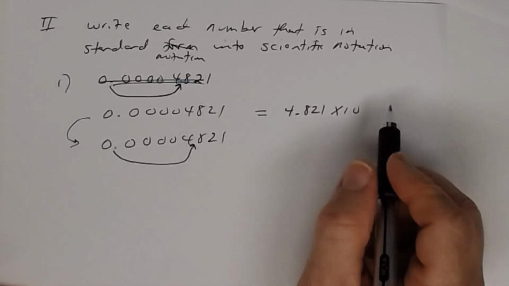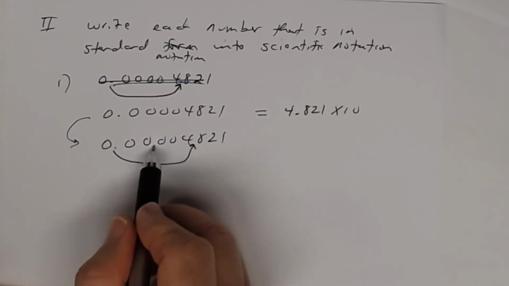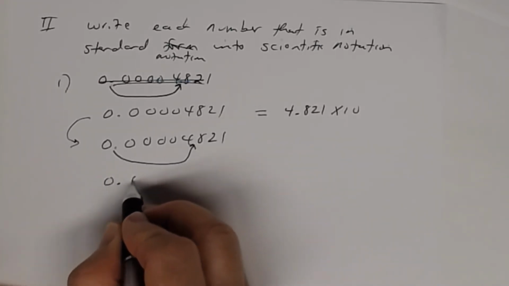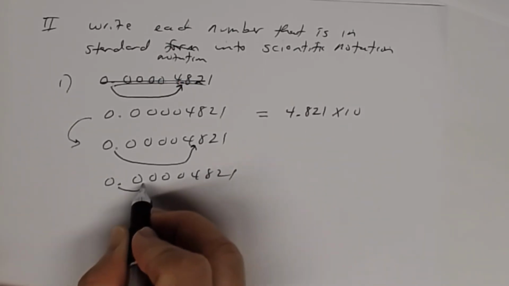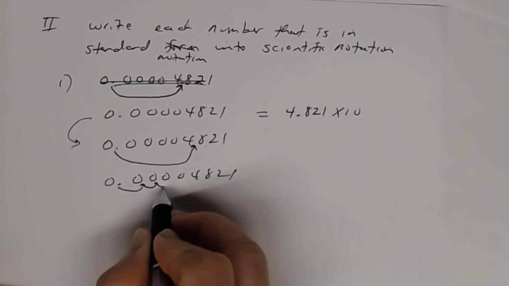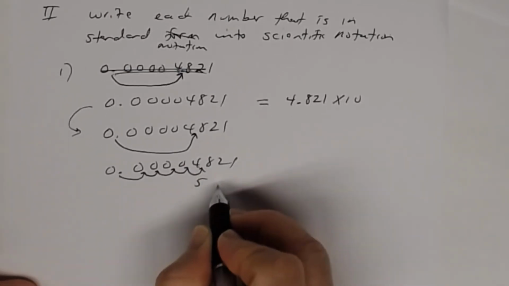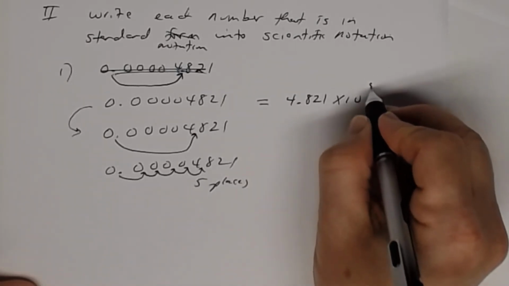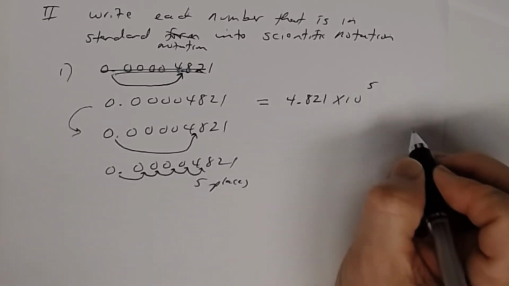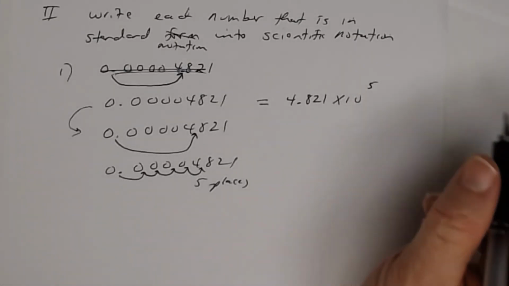Now let's talk about that exponent. First of all, how many places did I move it to the right? I moved it 1, 2, 3, 4, and then 5, right? So 5 places. So I know that my exponent is going to be 5, but the question is, is it going to be positive or negative? That's what you've got to ask yourself. Is it a positive 5 or a negative 5?